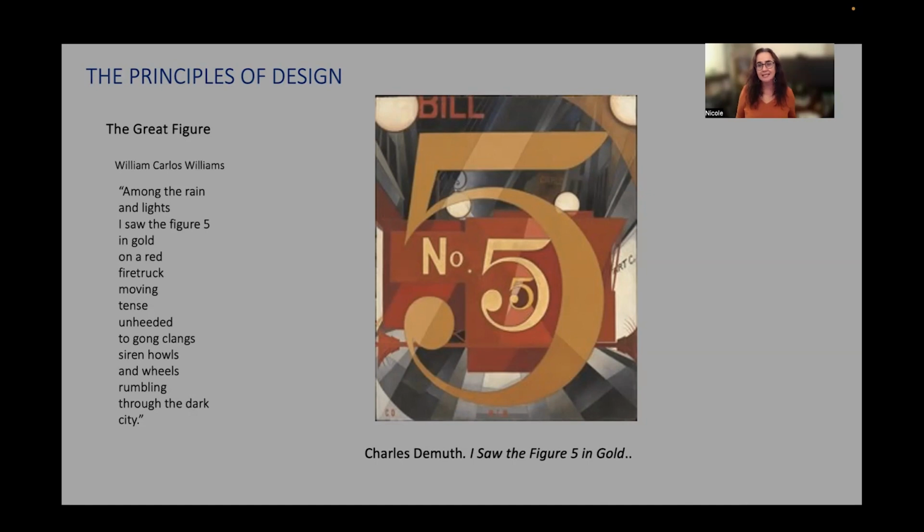Among the rain and lights, I saw the figure 5 in gold on a red fire truck, moving, tense, unheeded to gong clangs, siren howls, and wheels rumbling through the dark city.